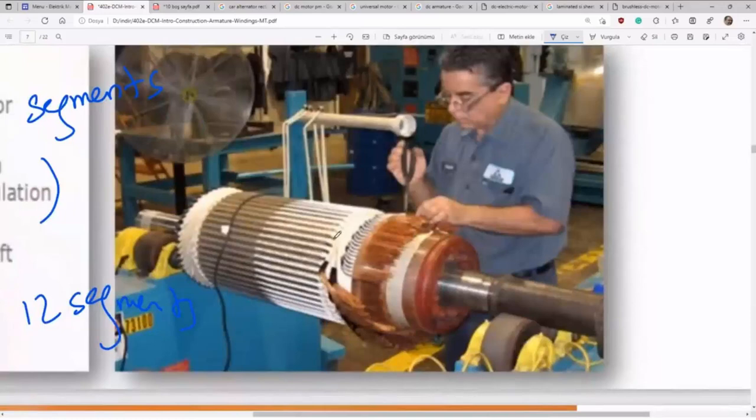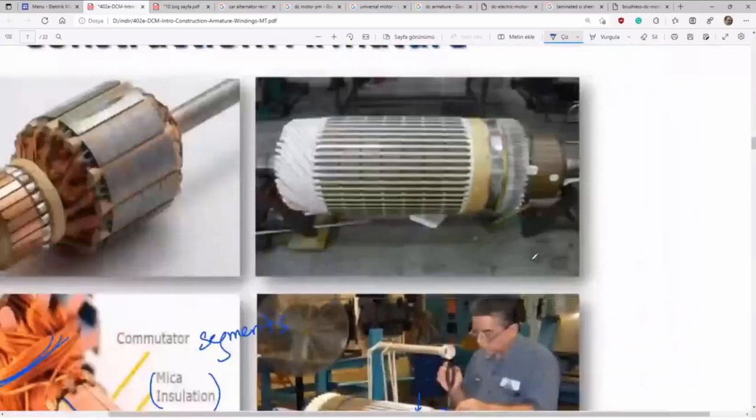Here are slots. Slots are first isolated by some insulation material, which looks white here, and then some coils are inserted into the slots, and the coil ends are connected somewhere here, I mean to the commutator. That is the shaft you see. Okay. You see the commutator.